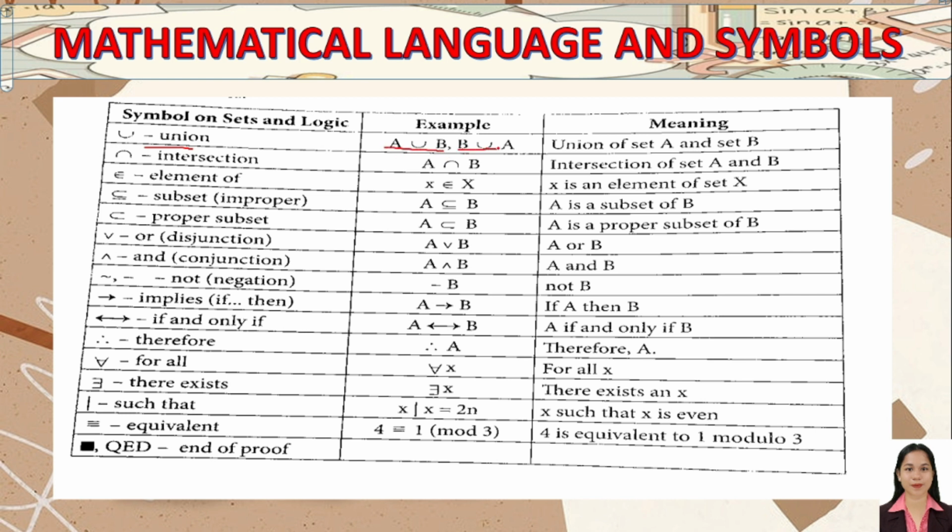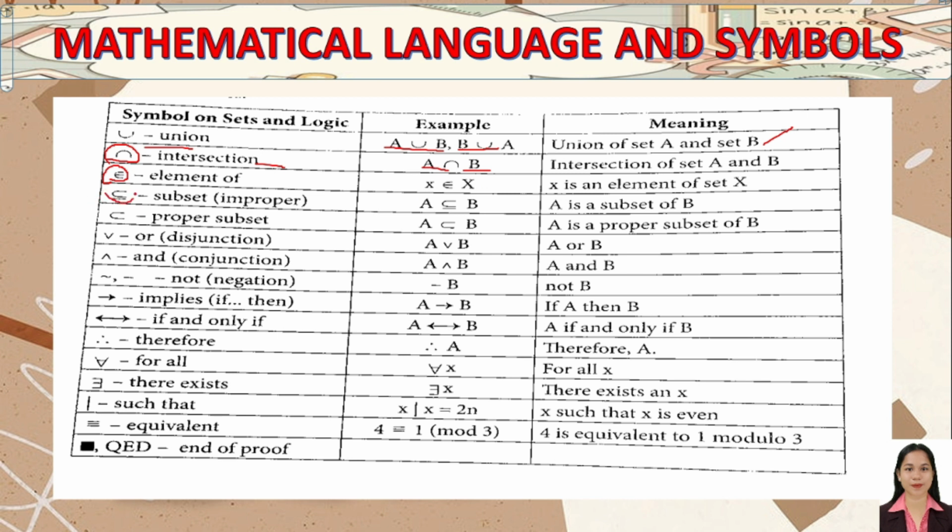Meaning all the elements of A and B. So the union of set A and set B. Then the intersection means the common elements between A and B. This is the symbol we use for intersection. So we have A intersection B, the intersection of set A and set B. And we have here the symbol element of. So x is an element of set X.